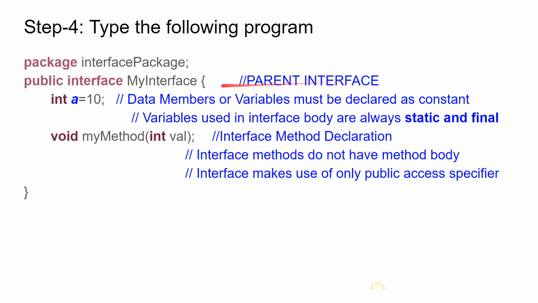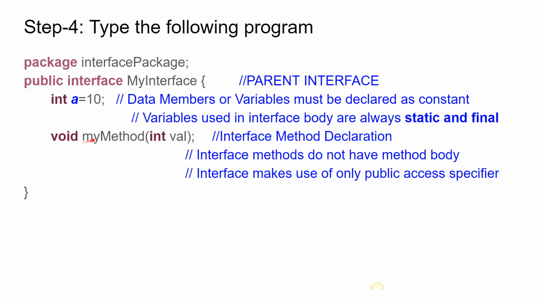So this is what parent interface is. This MyInterface is the parent interface for the next class, we'll see that class. Next very important point about interface: if you use any variable, here we are using variable a, in the interface body, then it must be initialized. All the variables used in interface must be initialized because they are static and final. So data members must be declared as constants. Variables used in interface body are always static and final.